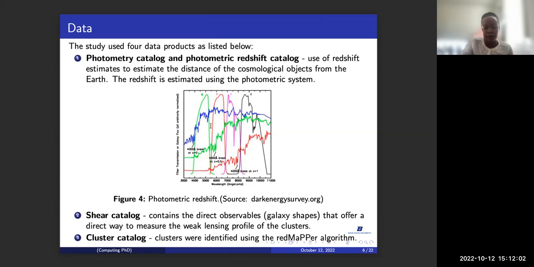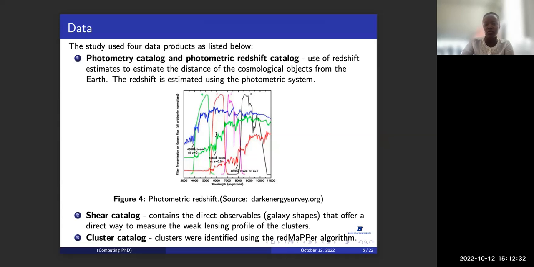So the graph indicates the filter bands used in the Dark Energy Survey. We have the green, red, purple, and black. That is the G, R, I, and Z. And then you can see some lines. The lines indicate the galaxy spectrum, which has a feature that they use to estimate the redshift of the galaxies.